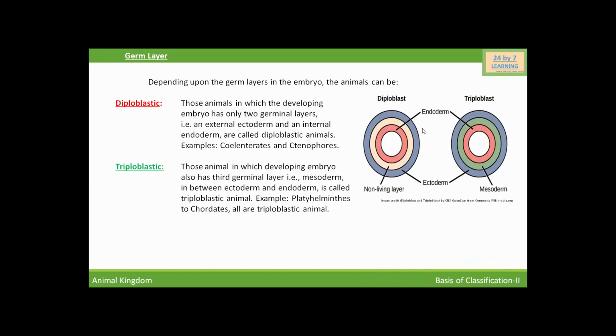This is a figure of a diploblast. This is ectoderm and this is endoderm. Mesoderm is not found here. Instead of mesoderm, a non-cellular, non-living layer is present between the ectoderm and endoderm. This is the figure of a triploblast. Here, mesoderm is present between ectoderm and endoderm.